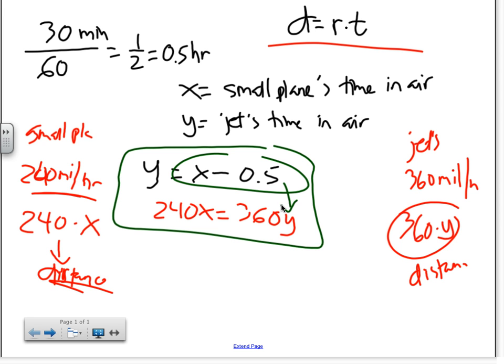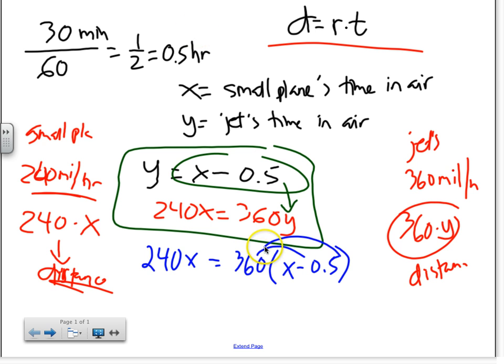So if I rewrite the problem, it's going to look like this. 240x equals 360 times (x minus 0.5). Raise your hand if you have any problem with that. This is substitution. It works because, hey, it's easy. What do we do now? What's that? Distributive property. Very good. So when we're using distributive property, we will have 360x. What is 360 times 0.5? 180. Okay, so you write minus or plus? Minus.